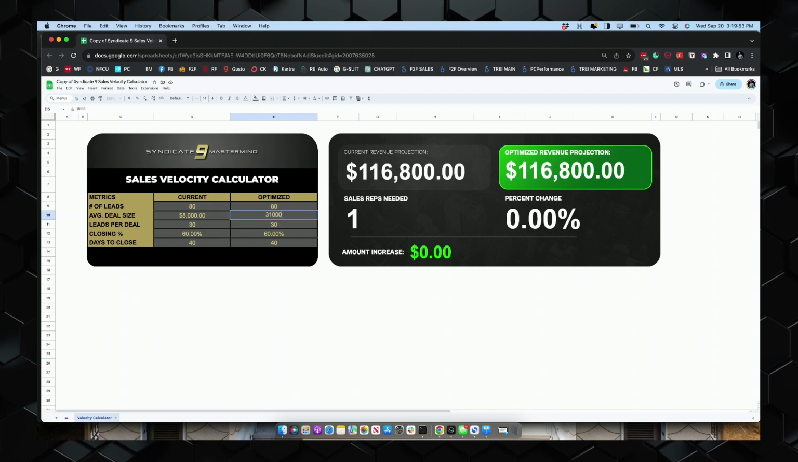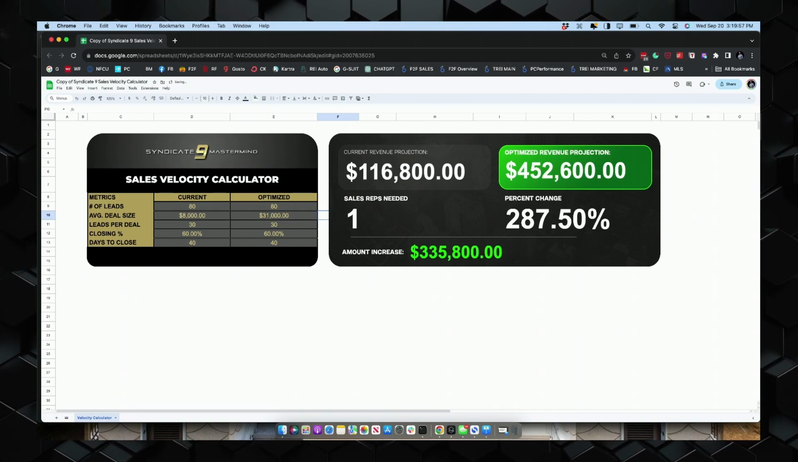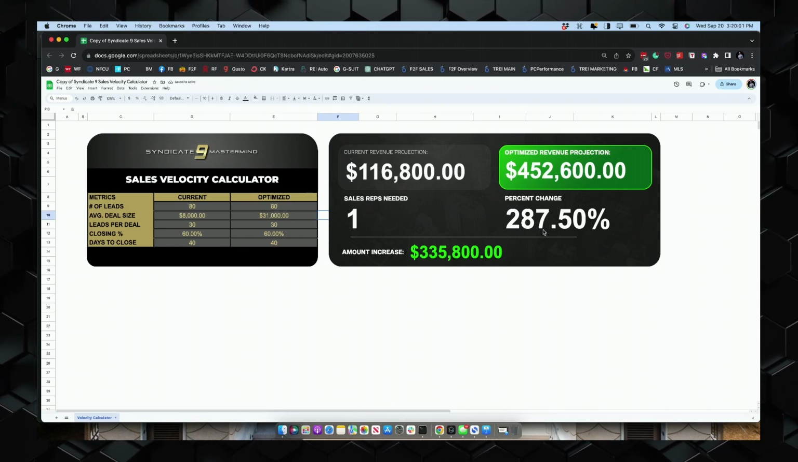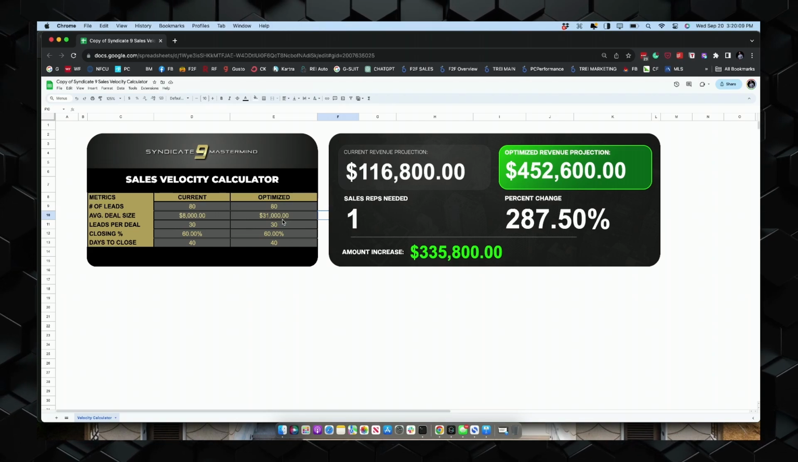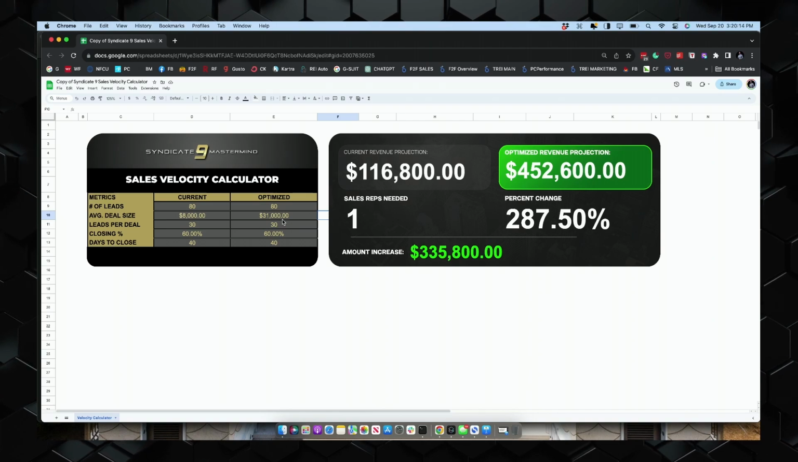Now, watch this number right here. This is your optimized number. Boom. You had a 287% increase just in one number because you modified your exit strategy. You did one thing, one change.